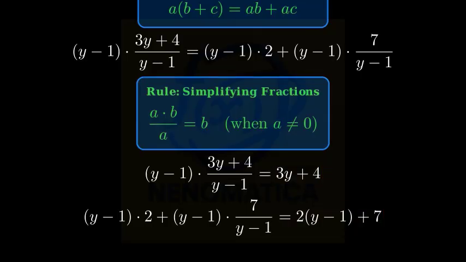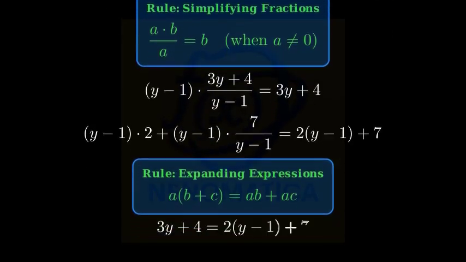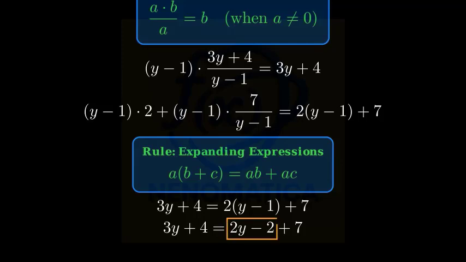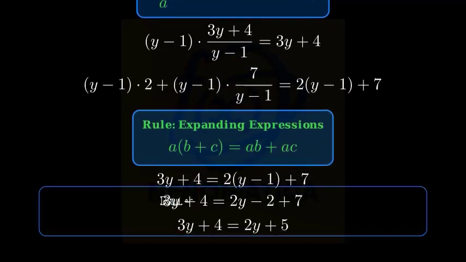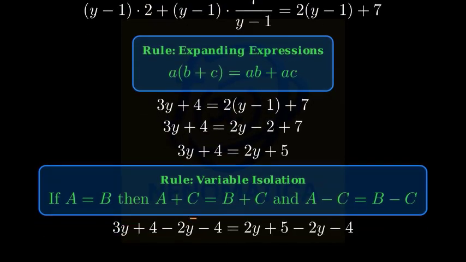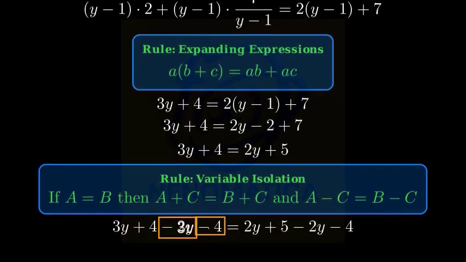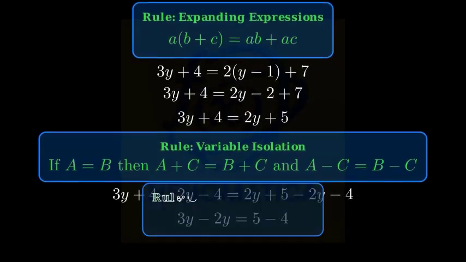Now, let's expand 2 times y minus 1 on the right side. We get 2y minus 2 plus 7, which equals 2y plus 5. Now, let's bring all terms with y to the left side and all constant terms to the right side. We'll subtract 2y from both sides and subtract 4 from both sides. Now, let's simplify both sides of the equation. 3y minus 2y gives us y, and 5 minus 4 gives us 1. So we have y equals 1.